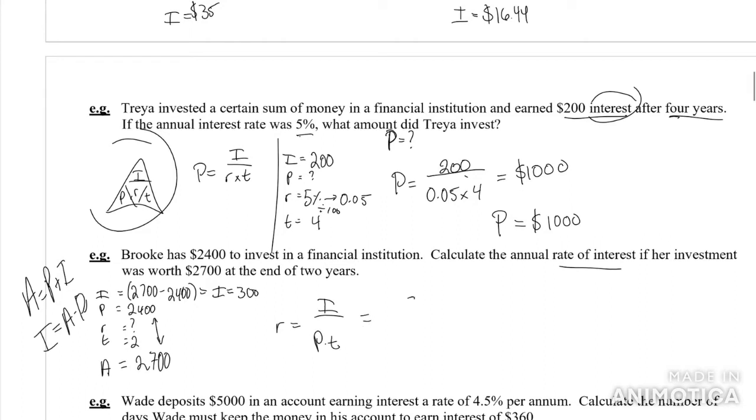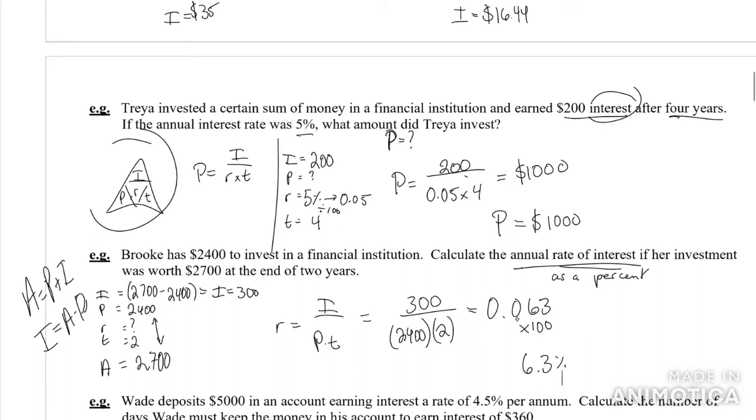So plugging this in, I have 300 on top divided by 2,400 divided by 2. And you can see we're probably going to get a small number here. So I'm going to get 0.063. I don't want to leave it like this because they want the annual rate of interest, so they want this as a percent. So our last step is to times this by 100 and add a percent symbol, so I get 6.3%. And the trick here is that I'm always moving the decimal place over once, twice.